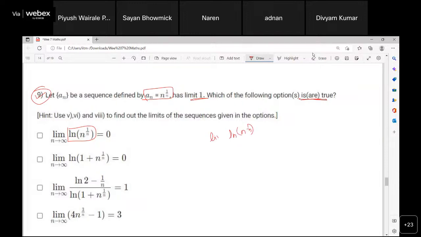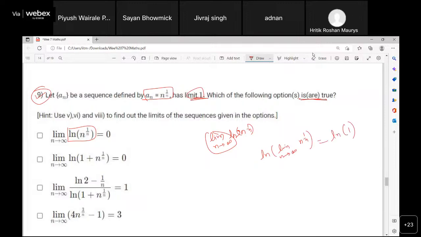ln 1 equals 0. Log 1 is 0, right? So can I transfer this limit inside the log? Then only I can say this limit is 1. Yes, we can transfer the limit in the log, right? I did omit that part actually. Sorry, only B is incorrect. All the others are correct. So this is 0.